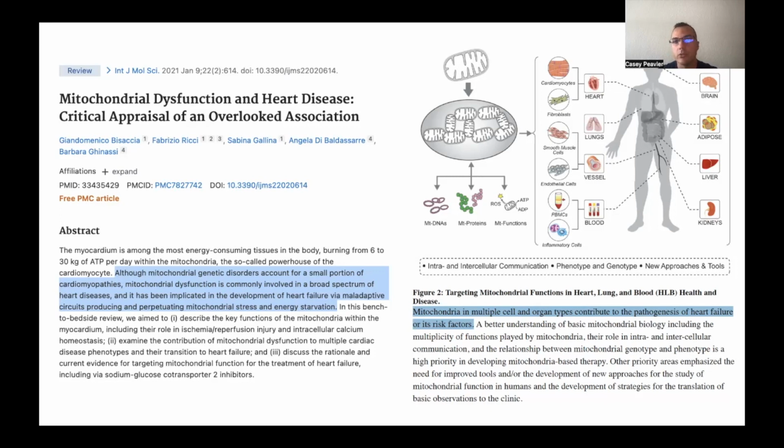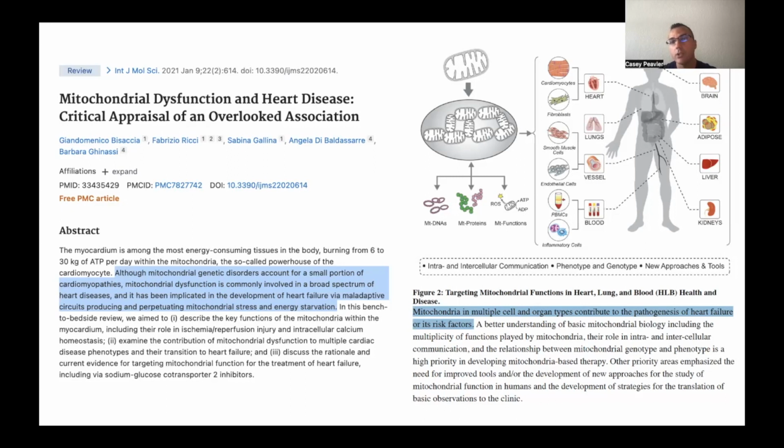This picture is talking about the cardiomyocytes themselves, the actual muscle cells that contract within the heart. There are the fibroblasts, which make collagen, and smooth muscle cells, which are inside of the blood vessels and contract and dilate them. And then you have the actual skin of the blood vessels, the endothelial cells.